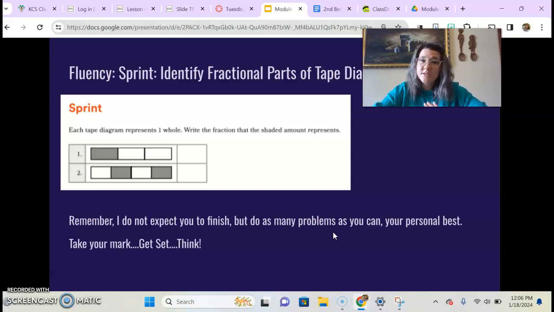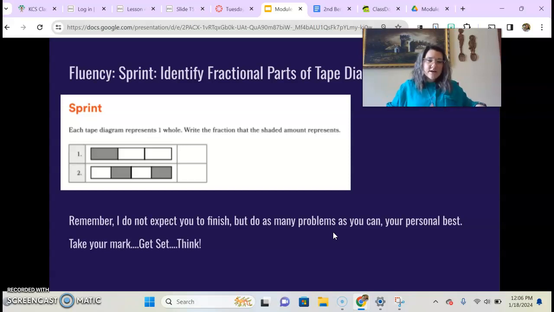So you have a sprint with lesson 4, but just take a minute and I want you to look at numbers 1 and 2. And I want you to write the fraction that the shaded amount represents. So whoever may be in here, you might want to pause the video and give them just a minute or two to identify these fractions. Okay, so if you've had your minute or two, let's look at number 1.